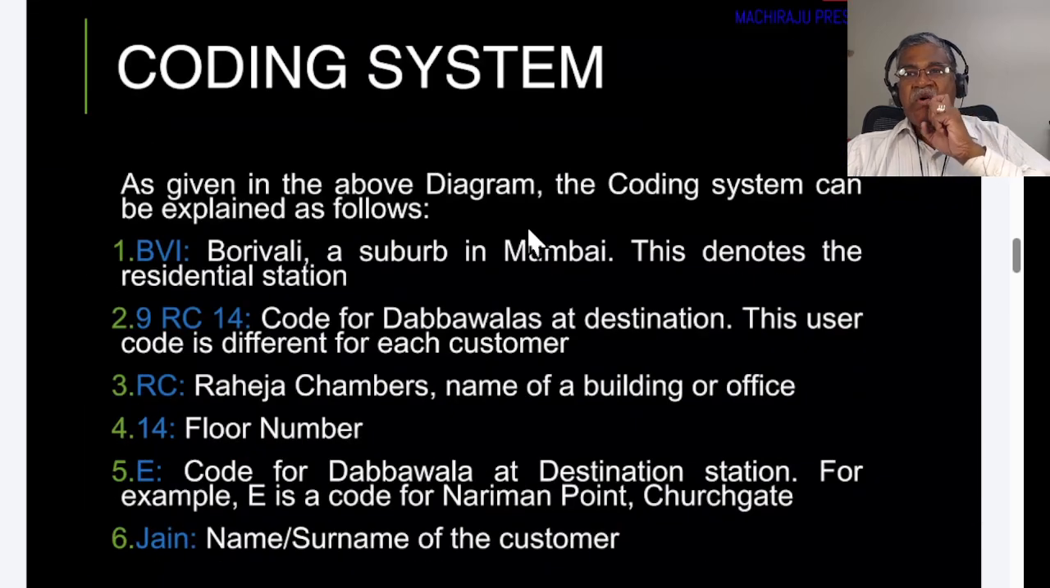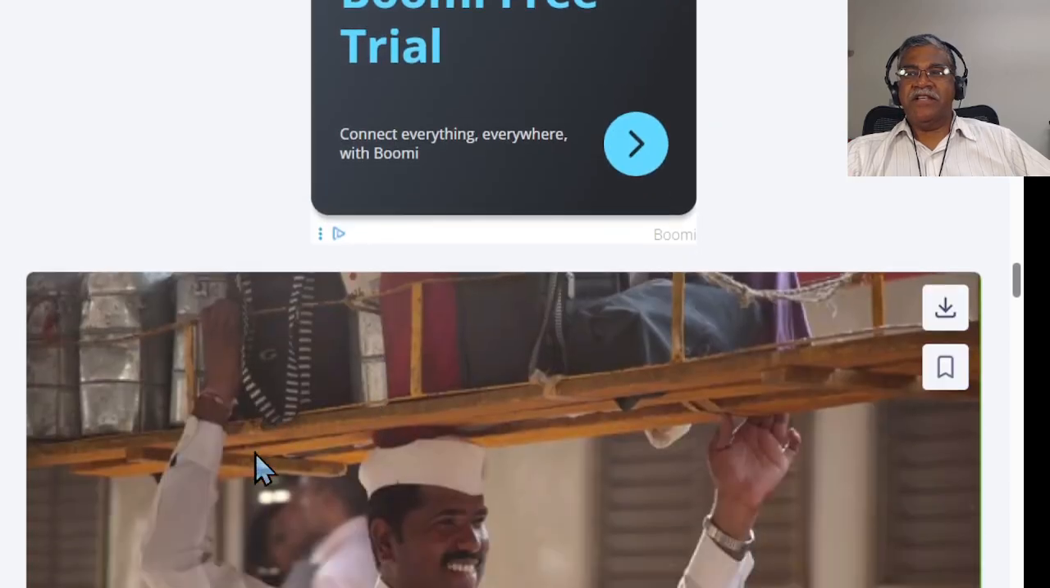Okay, so BVI is Borivali. Here's a code, a destination. This is the name of the building, the 14th floor. Can you imagine if you don't have an elevator? And then, so again, surname of the person and things like surname and last name.